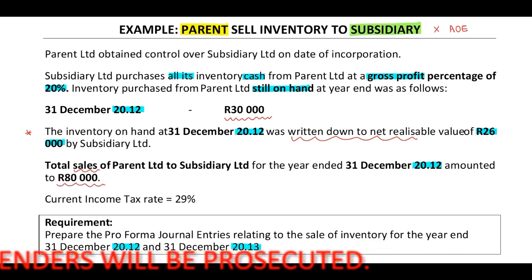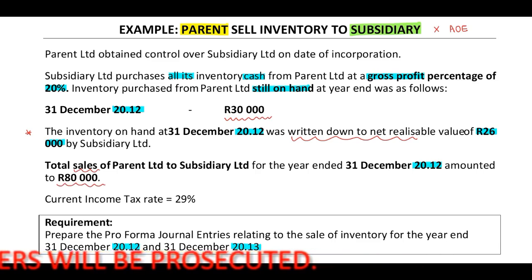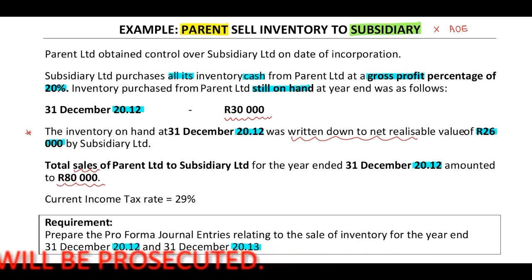Current tax rate 29%, and we need to prepare the pro forma journal entries relating to the sale of inventory for the year ended 31 December 2012 and 2013. Look at this, 2012 and 2013.